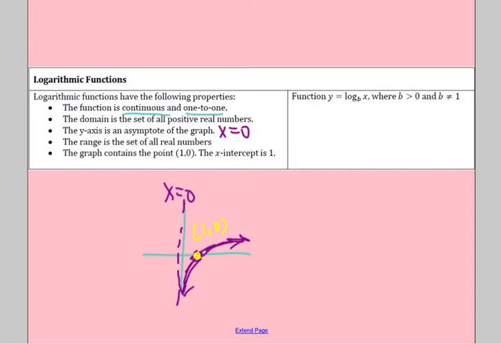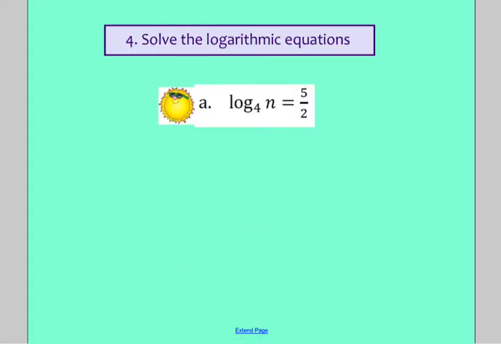If you need to pause the video to write down these descriptions of a logarithmic function, please feel free to pause the video and write it down because there's a lot there. All right, example 4, we're going to move on. We're going to do some more solving of logarithmic equations.